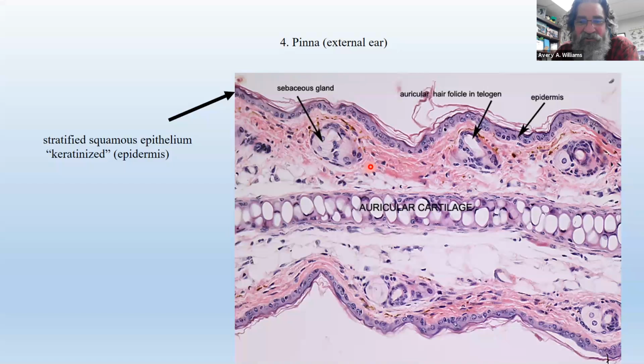What am I talking about? Ears, external ears. Okay, this is the external ear from a mouse. And what they do is a horizontal section through the ear.